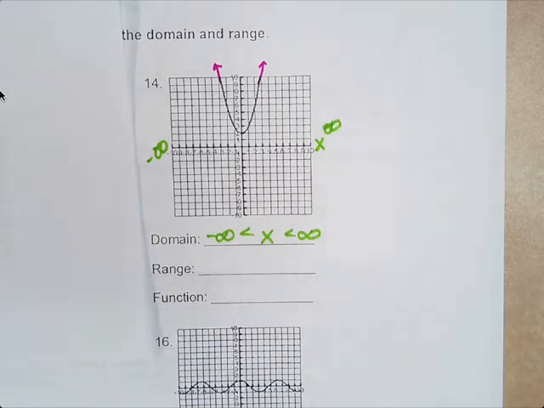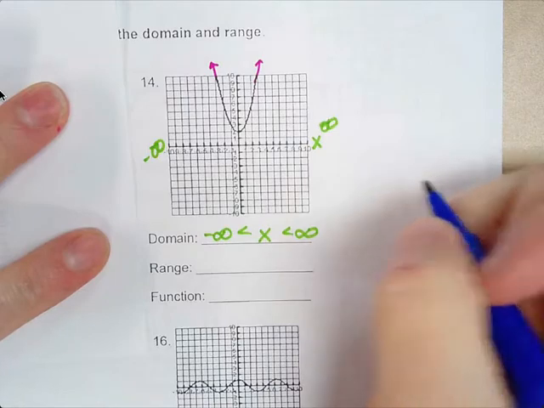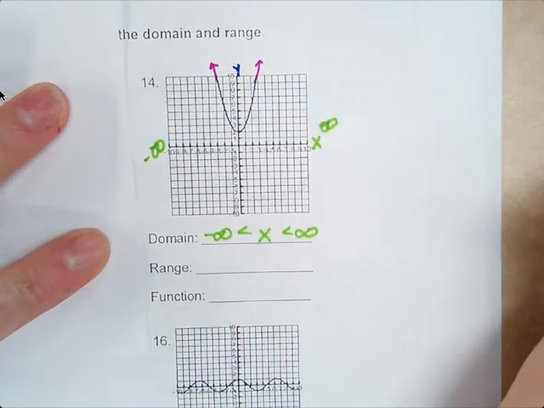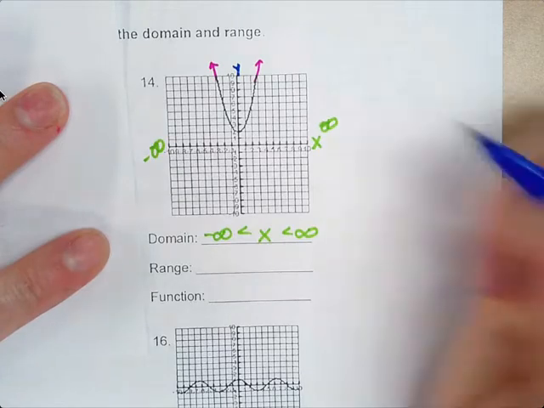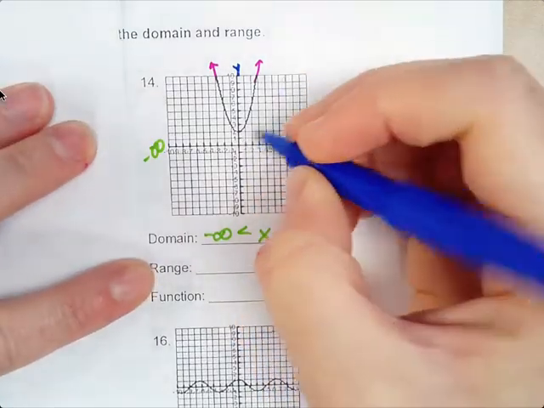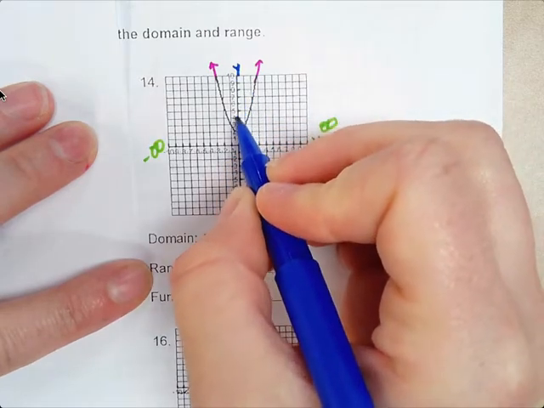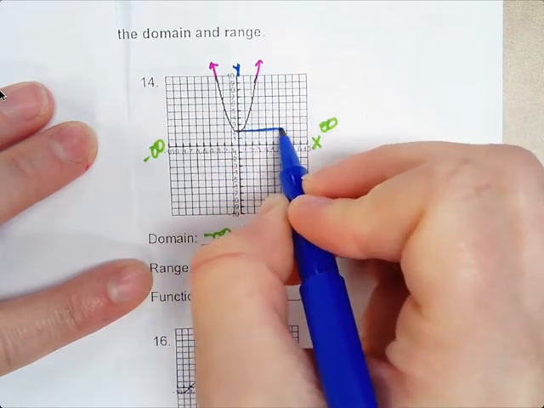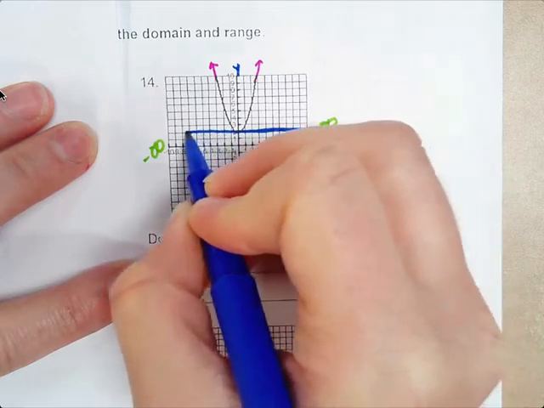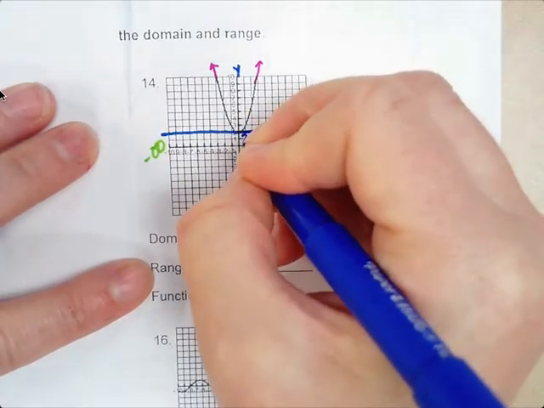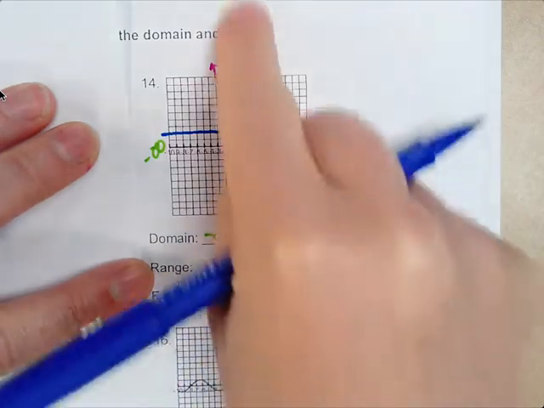Okay, I'm going to get a different color for my range. If you want to use different colors, you can. Let's label the y-axis now. The range is how far down on the y-axis does the function go? 2. Yes, 2. So draw a line at 2. It can't go below 2. It's at 2 or above.